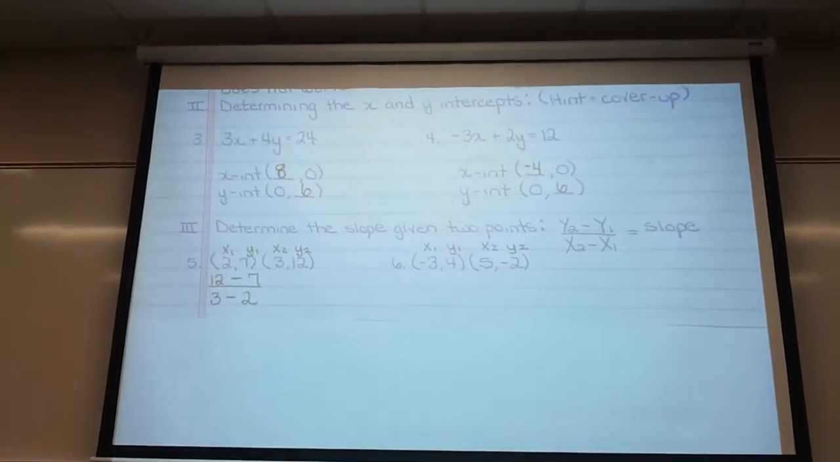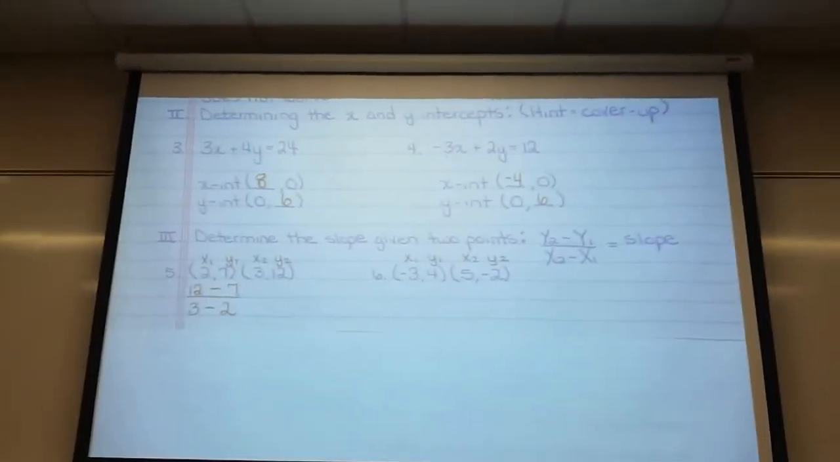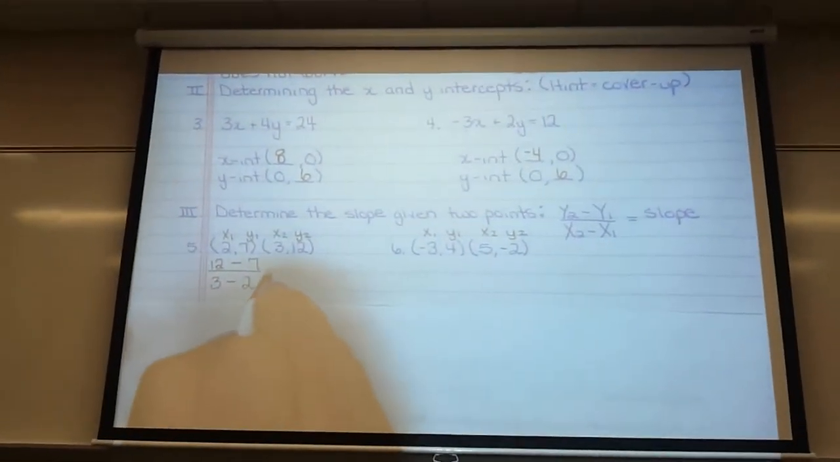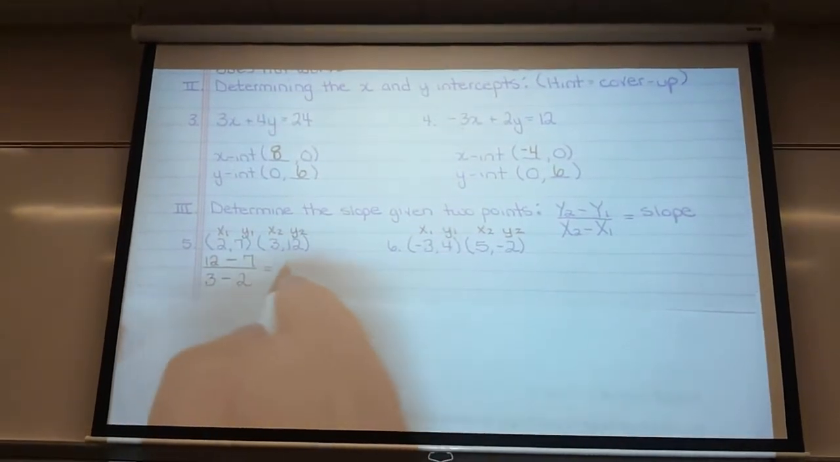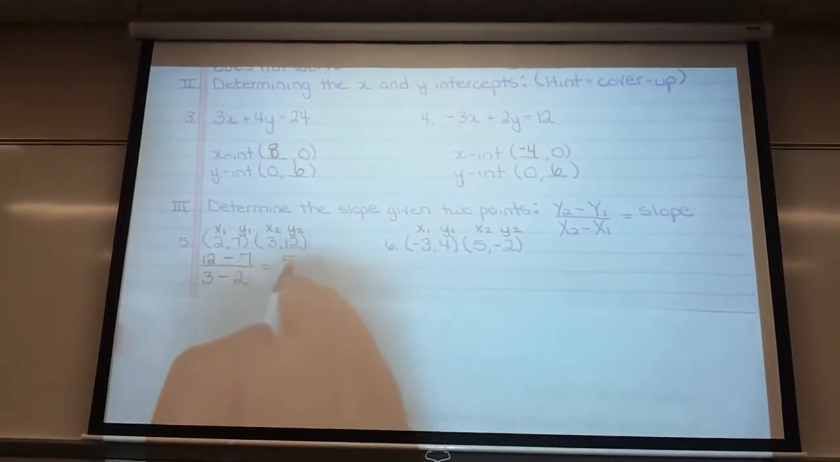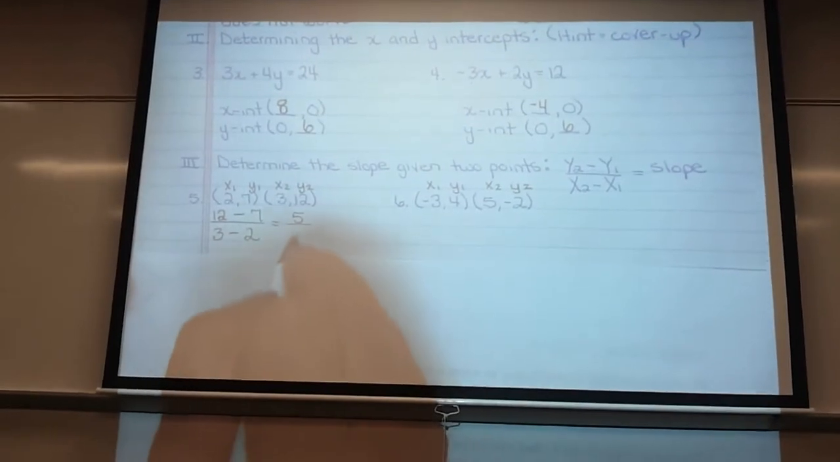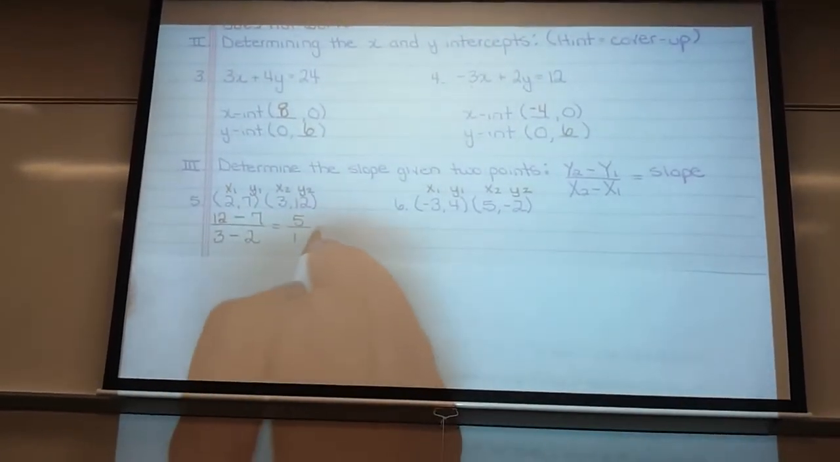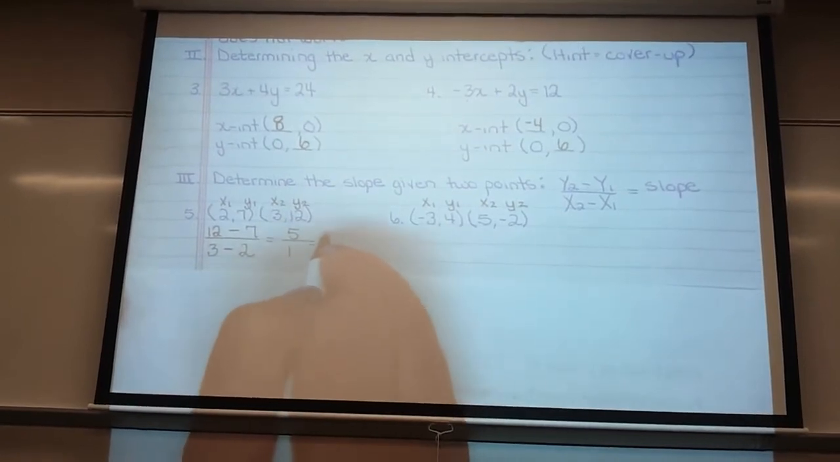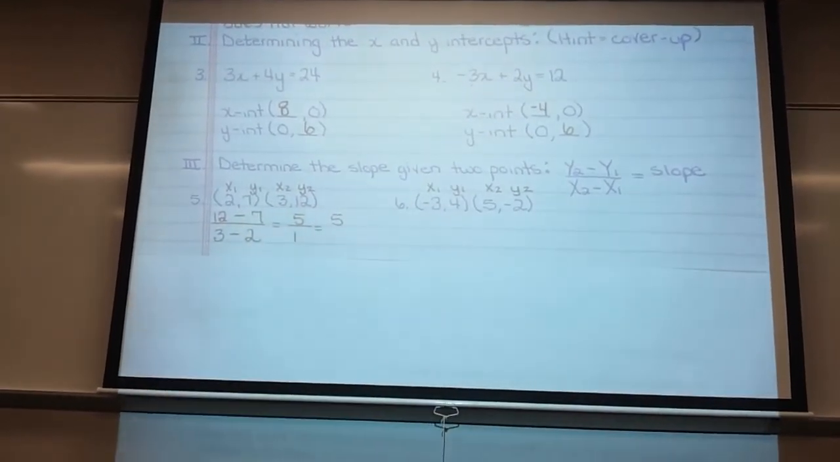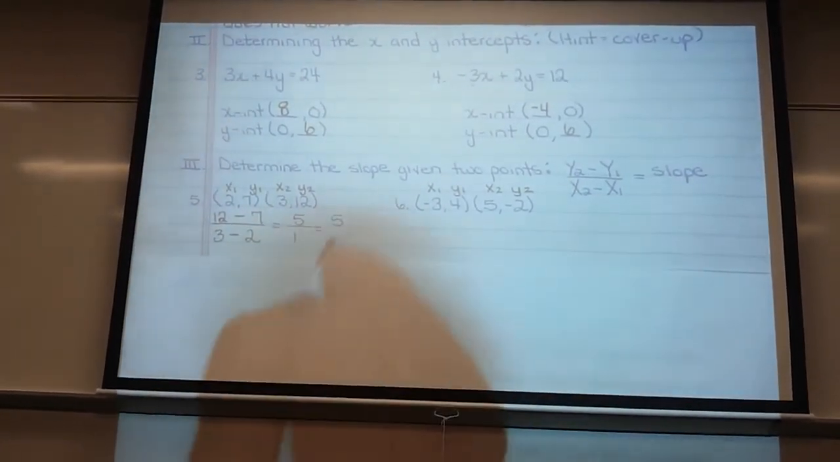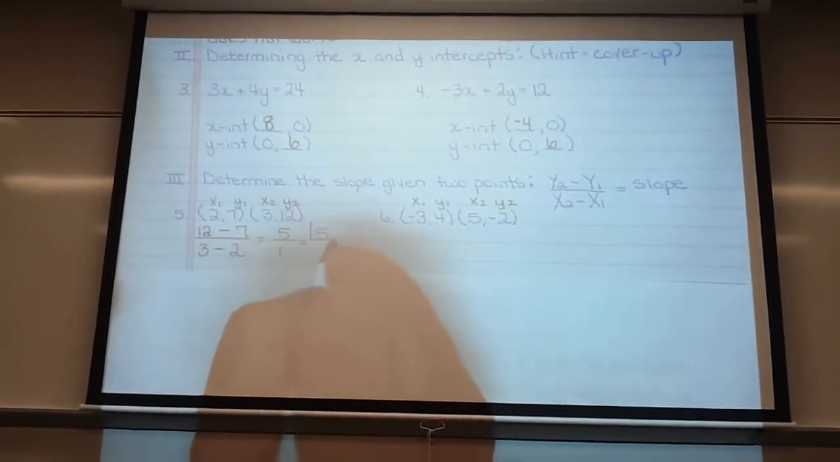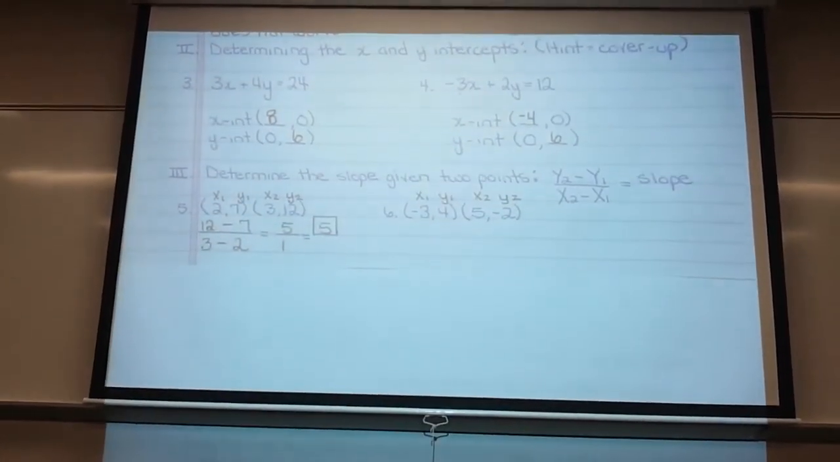Now, once you have it set up like that, it should always be set up as a fraction. See if you can simplify. So we've got 12 minus 7 is 5 over 3 minus 2 is 1. You can leave it as a fraction, 5 over 1, or you could just write 5. I don't care which one you write. Either will work.